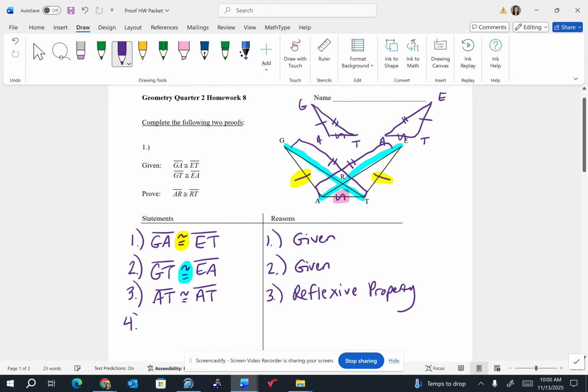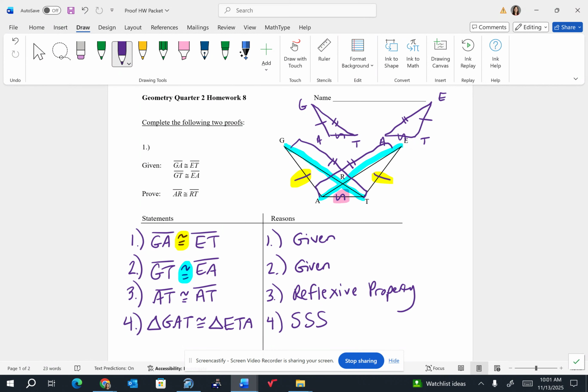So the way that I can name them, it's easier when I look at my separated triangles. Triangle GAT is congruent to triangle ETA. And that is by side, side, side. I wasn't given any angles, and there's no vertical angles in these overlapping triangles. There's vertical angles in the picture, but they're not really that helpful in the overlapping triangles.